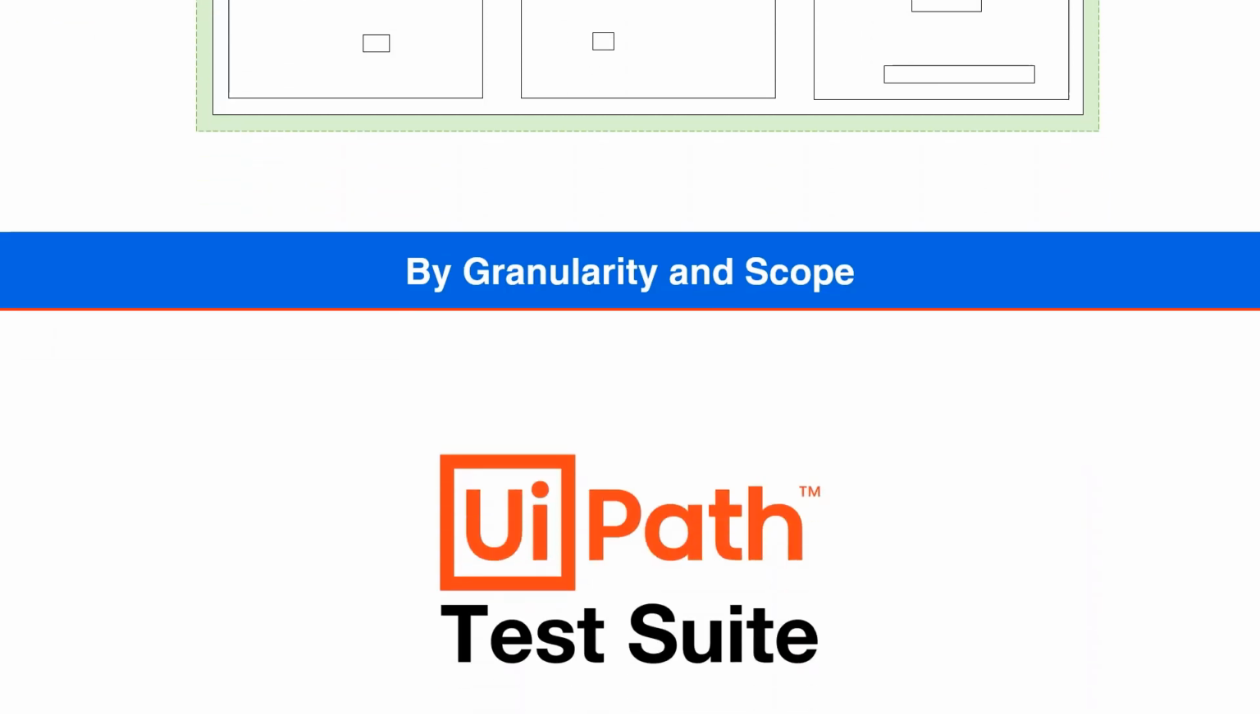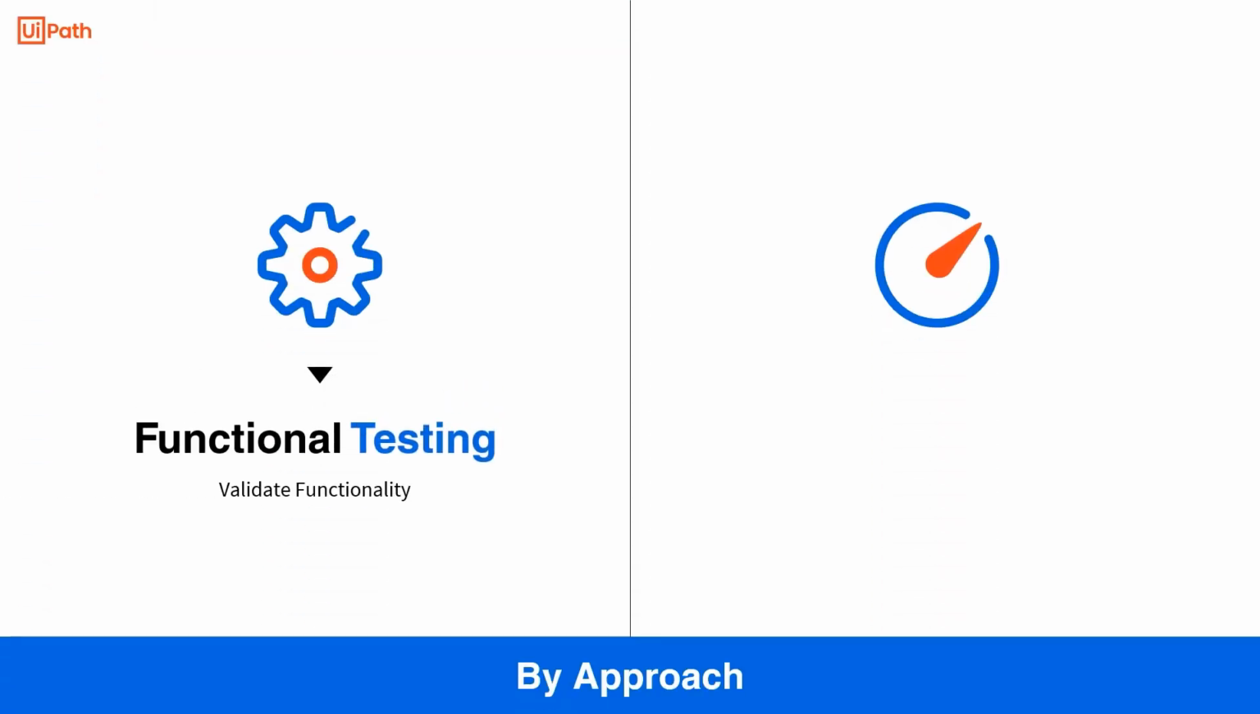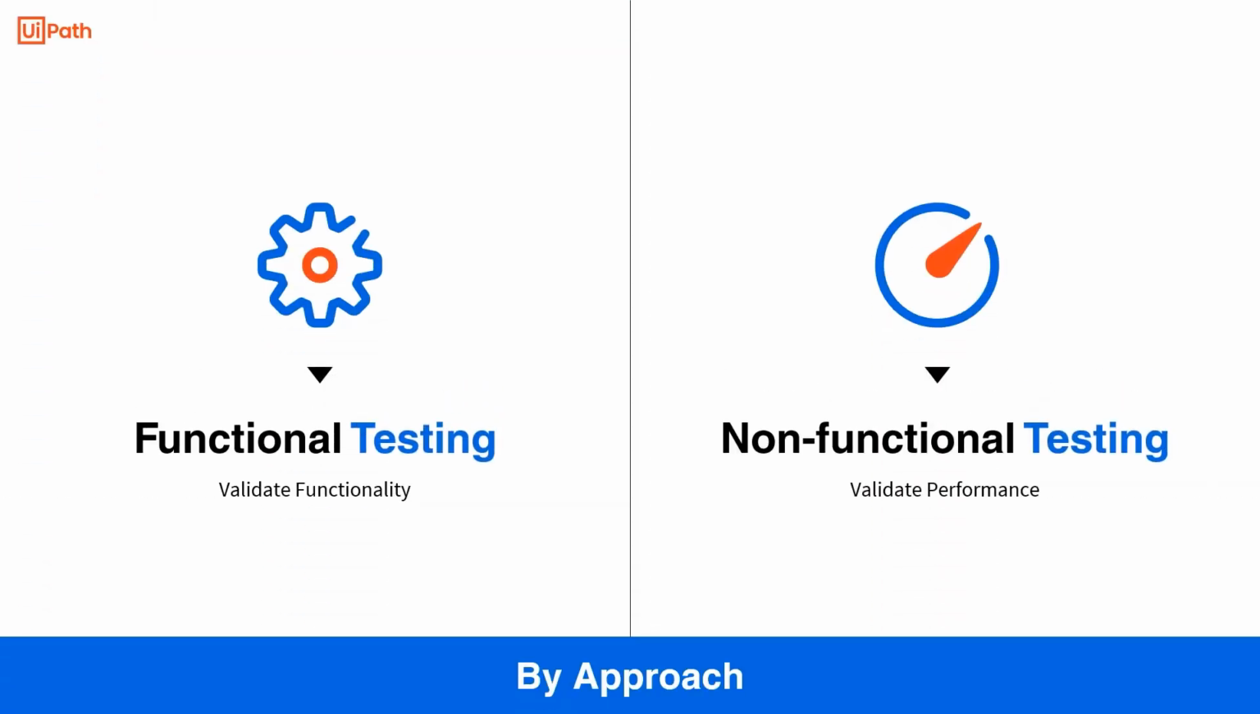Now let's have a look at some of the test types. Unlike test levels, which deal mostly with the testing scope, test types look at the test approach used. Here are the most common test types. We'll start with functional and non-functional testing. We've introduced them a bit earlier.